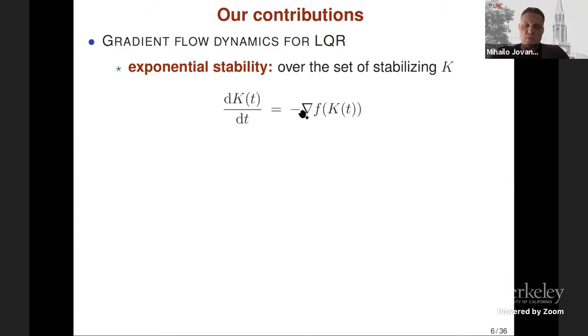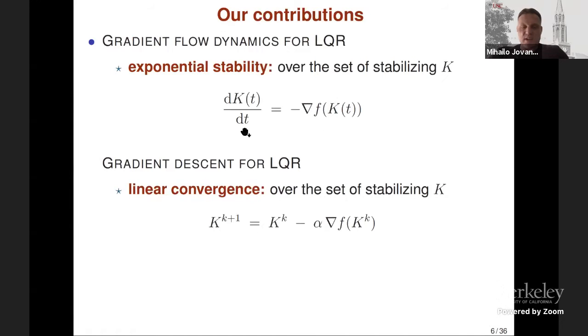It is a little bit more convenient to work with differential equations than with recurrence relations, but it turns out that actually even gradient descent for continuous time LQR inherits the property that we established for this ordinary differential equation. Namely, we can show linear convergence over the set of stabilizing feedback gains with a fixed step size alpha. So these results are relevant even in the context when you have your model, namely even when you have matrices A and B at your disposal. And I'll give you at least a flavor of how we establish these properties.